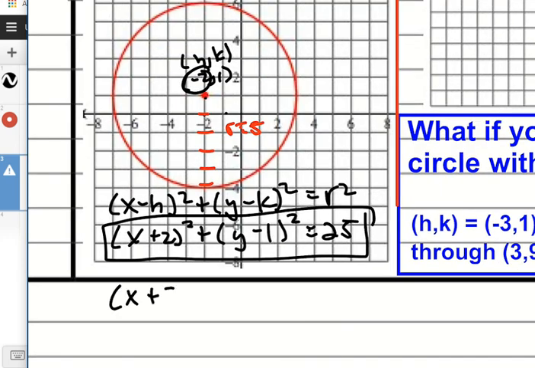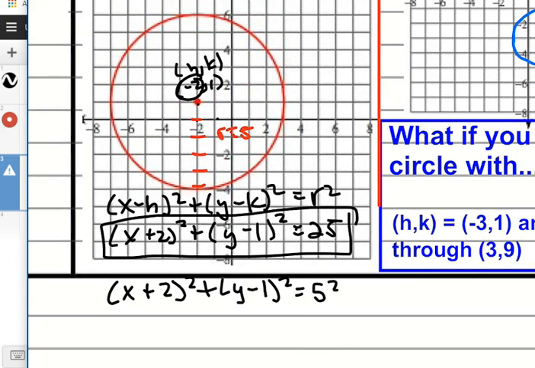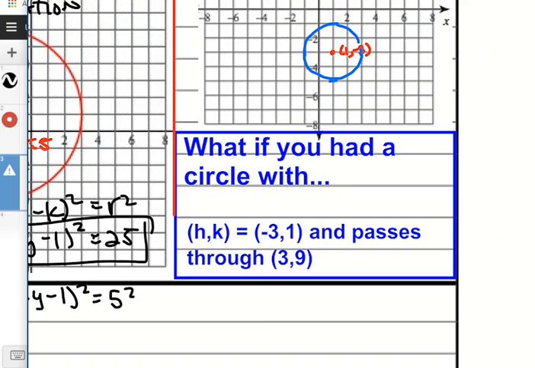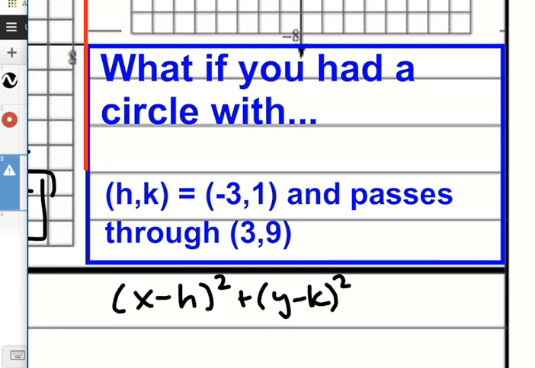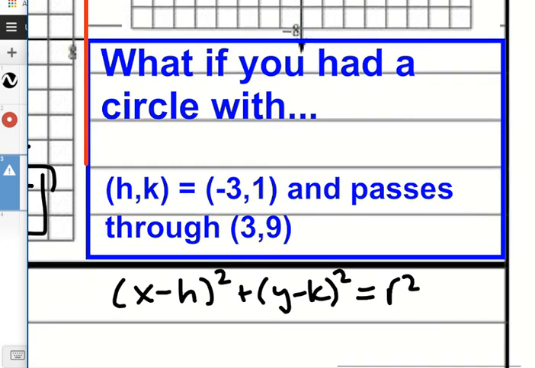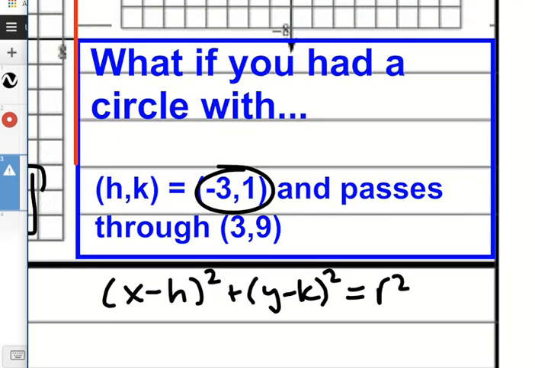Last one, what if we have a circle with the center h, k that passes through the point 3 comma 9? Well, let's start with this. We have (x minus h) squared, and then (y minus k) squared is equal to r squared. Let's get the part in that we know, which is going to be the h and k. So we're looking for x plus 3, because we have a negative in our formula, so it's a plus 3 value. (y minus 1) squared, and then we have the r squared value.